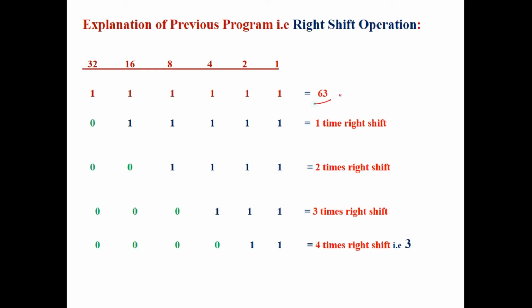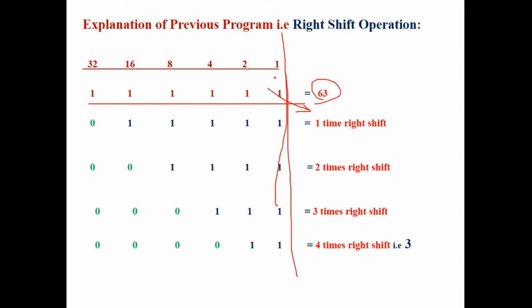Or in simple words, we can say that this is number 63. When you shift this towards the right by 1 bit, this is my range, so my number 1 will get removed. Instead of this place you will have 0, so this is shifted. Now again shift this number towards the right one more time, so that will be 2 times right shift.